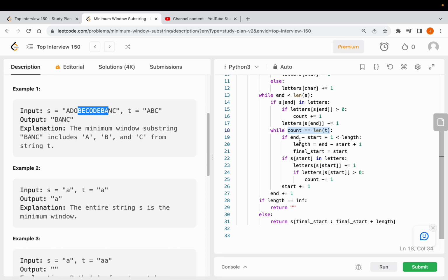So is this window shorter? No. Is this start in the dictionary? Yes. So what do we do here? We increment its frequency because we are gonna remove that.